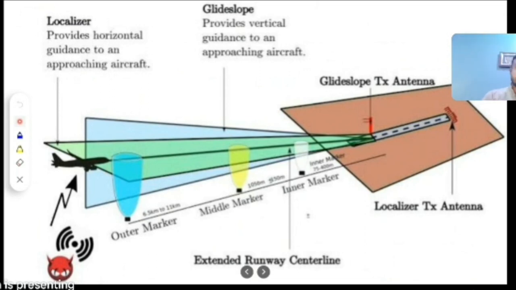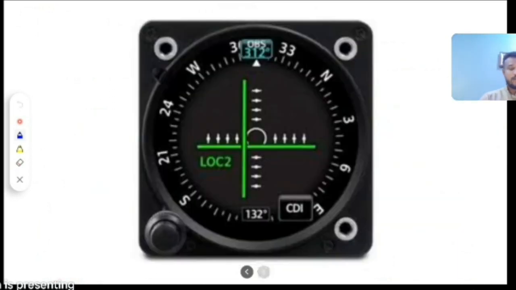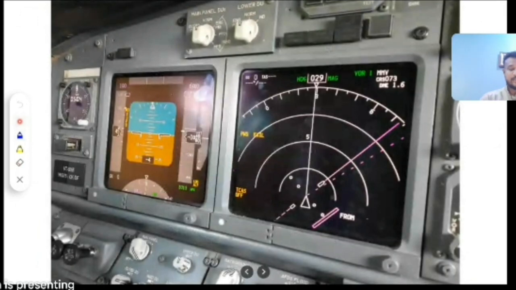But nowadays, instead of the marker beacon, DME is co-located. The moment you tune the ILS frequency, the moment you tune the localizer frequency, the DME will also be automatically captured. What will happen? You will get a DME distance indication here, right? Yes. And on the DU, you will get the DME.